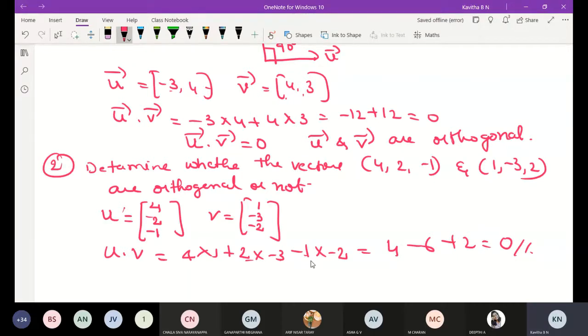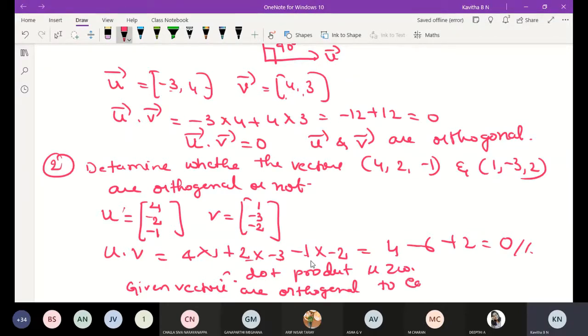4 minus 6 plus 2 is equal to 0. Therefore the dot product is 0, and dot product 0 is nothing but the given vectors are orthogonal to each other.